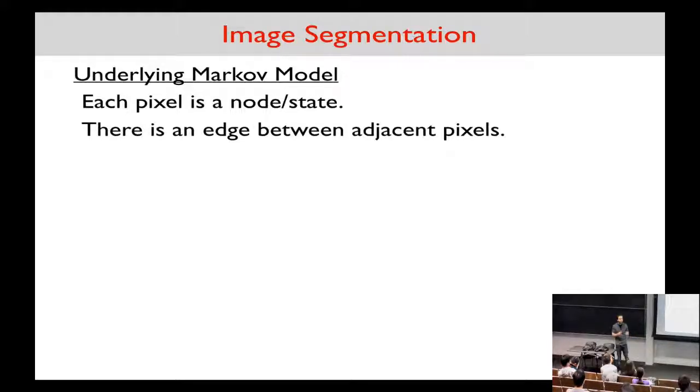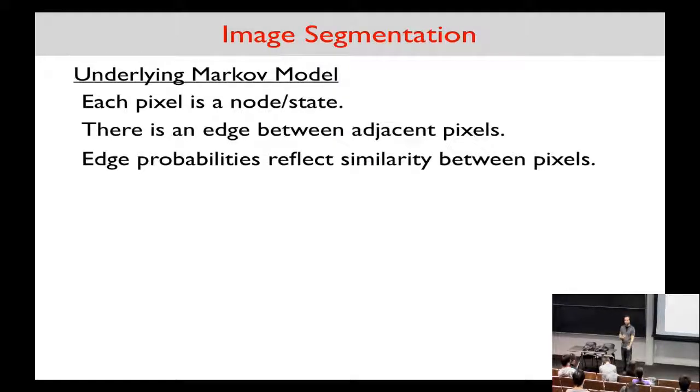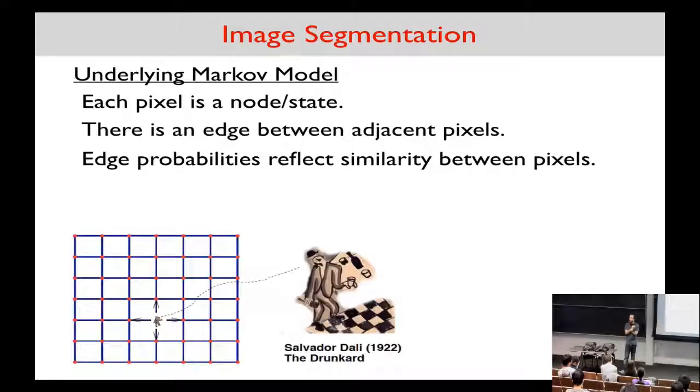Each pixel is going to be a state, a node, and there's going to be an edge between 2 pixels if they're adjacent to each other. And what are going to be the edge probabilities? Well, they're going to be based on how similar those pixels are with respect to their colors. If they're similar in color, they're going to have a high probability between them.